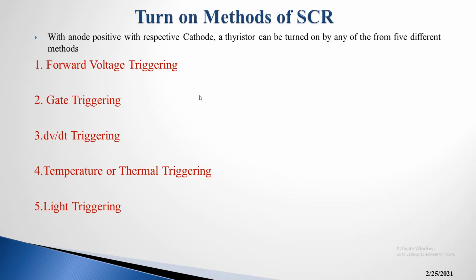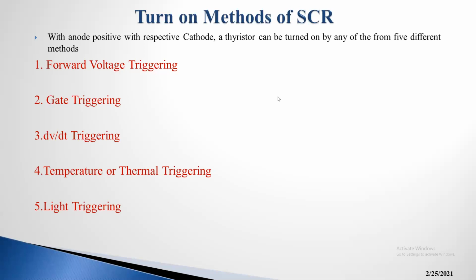See here, with anode positive with respect to cathode, a thyristor can be turned on by any of 5 different methods. Means we have 5 methods to turn on the SCR when the SCR is in forward bias condition. Then we can turn on that SCR in 5 ways. What are those?